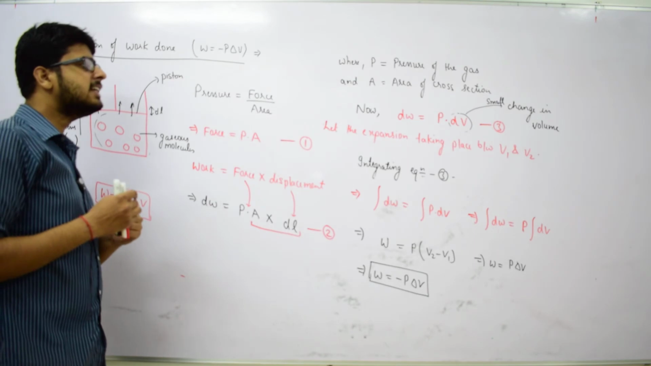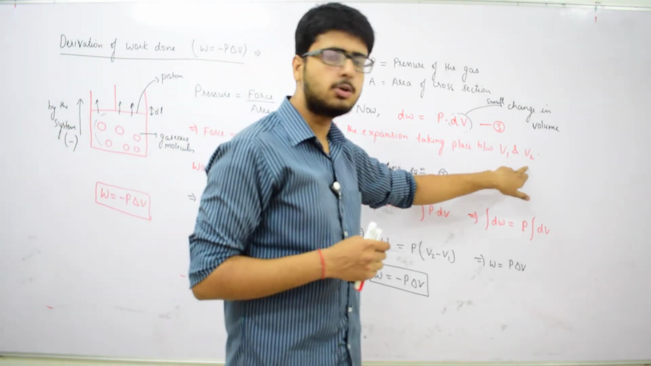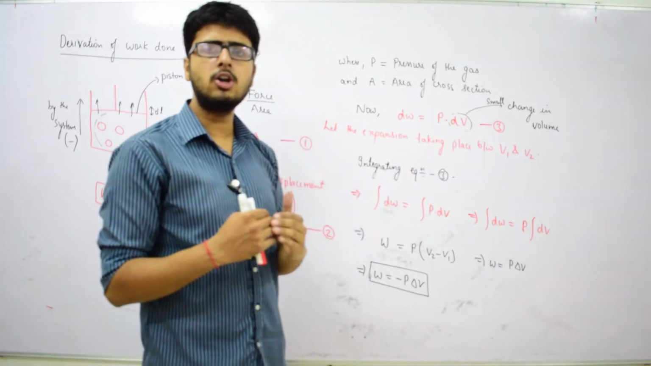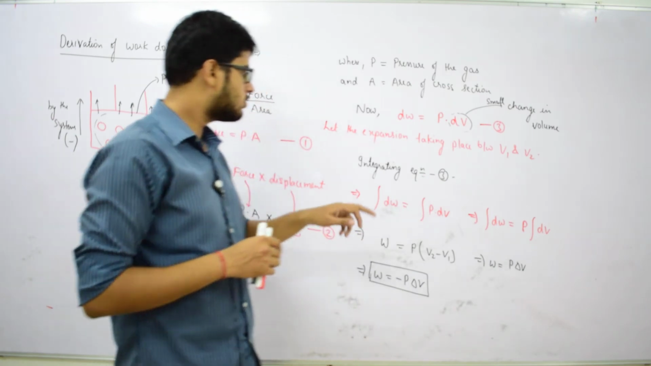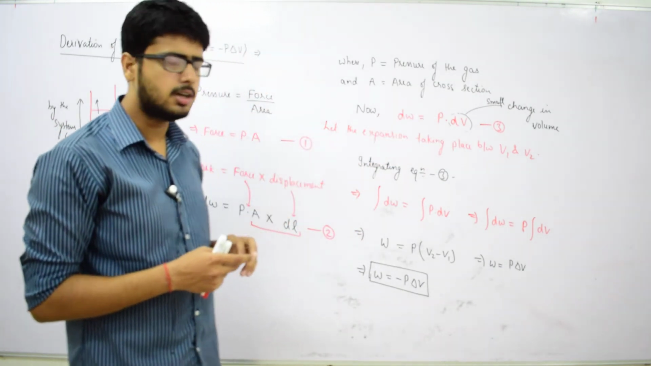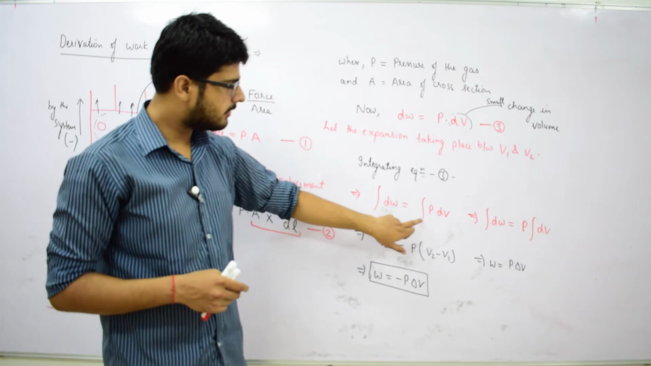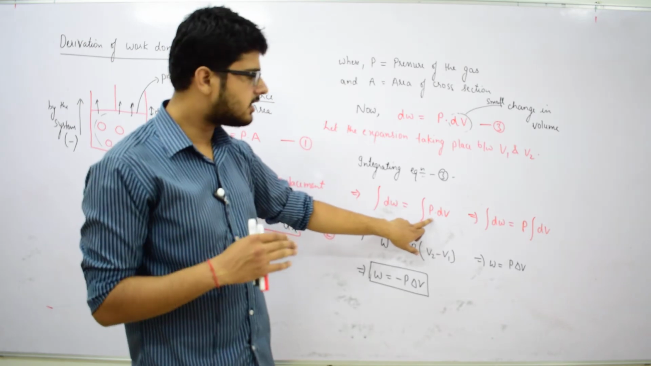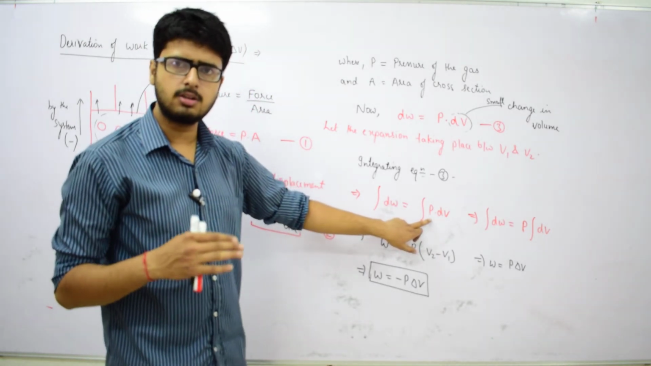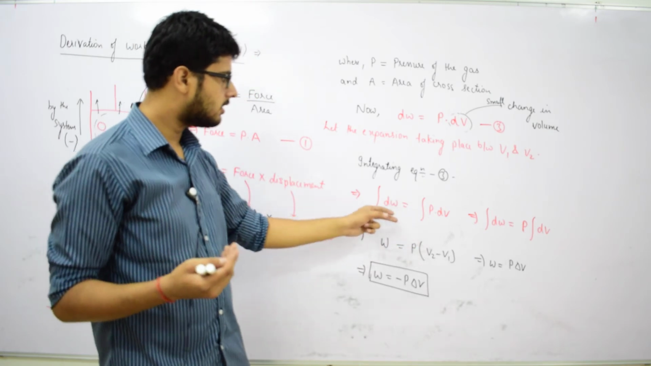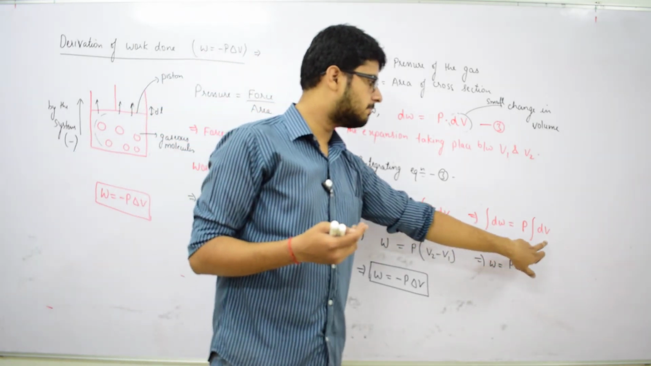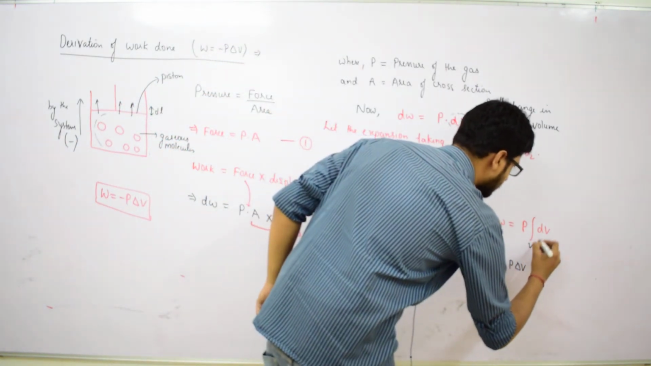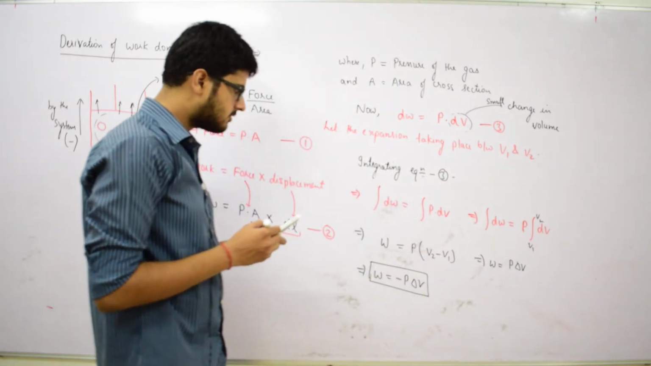Now, let the expansion be taking place between V1 and V2. These are the limits, because we have to integrate. V1 is the lower volume and V2 is the higher volume. So, when we integrate equation third, we get integration of dW is equal to integration of P dot dV. Because pressure is a constant term, it can be taken out of the integration. So, this will be equal to P times the integration of dV, and this integration takes place from V1 to V2. These are the limits.